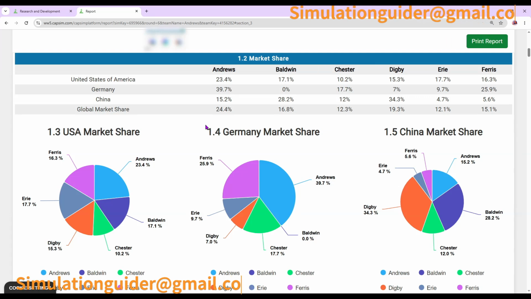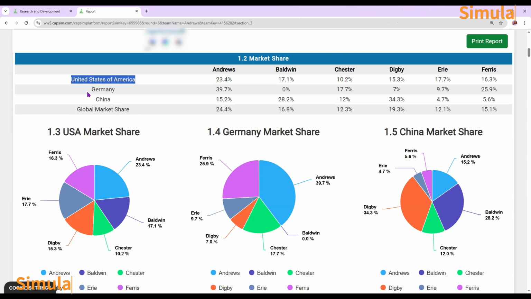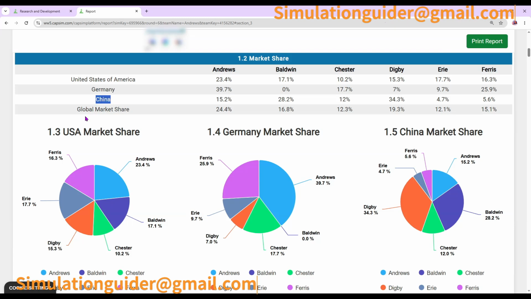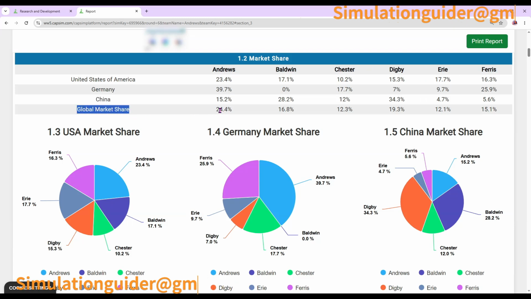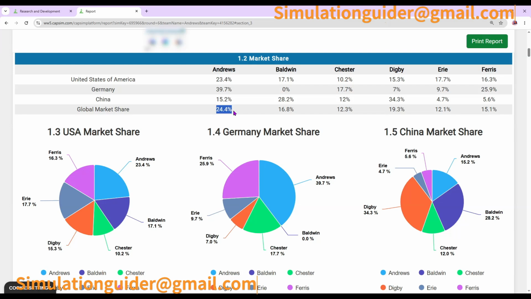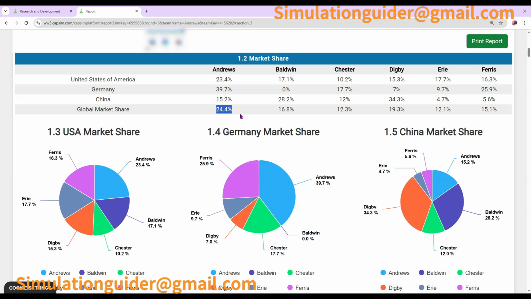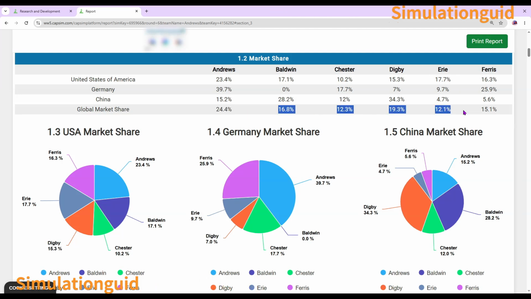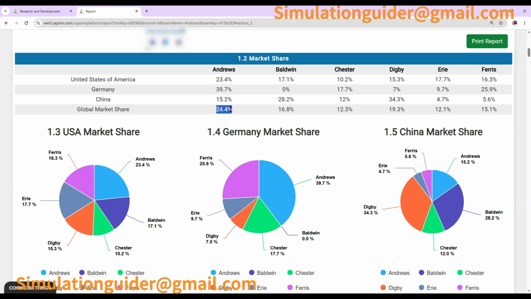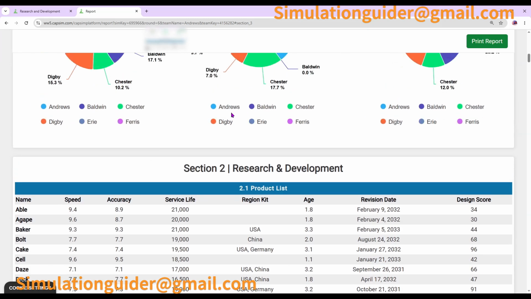Remember that the Capsim Global is divided into 3 markets: the United States market, the Germany market, and the China market. If you go to the global market here, you can see Team Andrews is leading in market share with 24.4%, which is a very good percentage considering that we are competing against other teams. So we are doing good as per round 7.